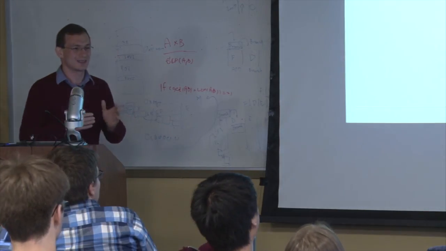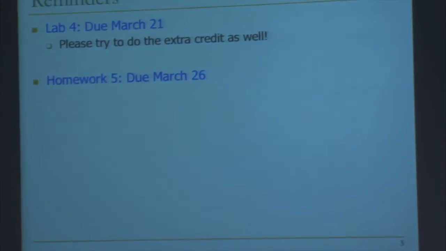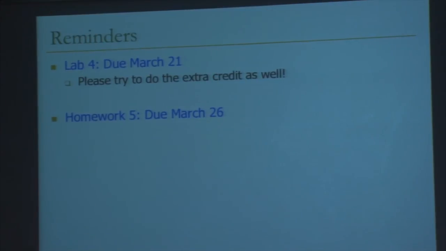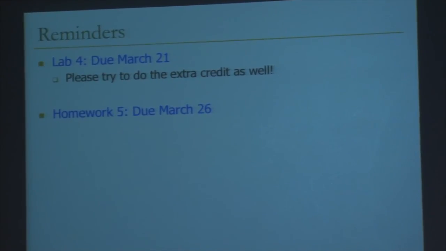Some reminders. You all know that Lab 4 is due March 21st, which is in 2 days, Friday, and you have two components. Hopefully, you've completed most of it. Who is done with the lab?